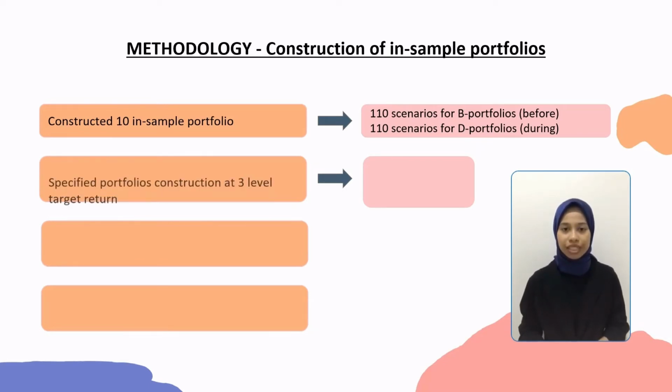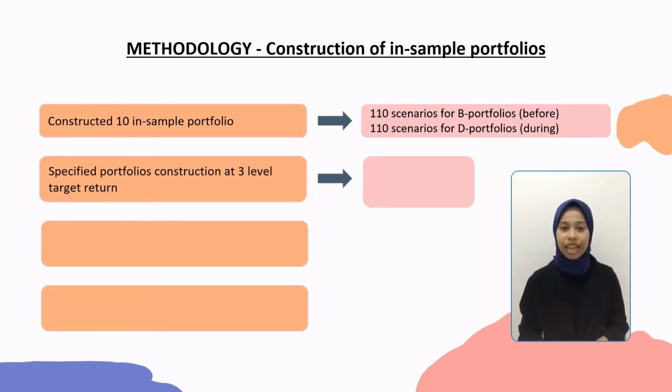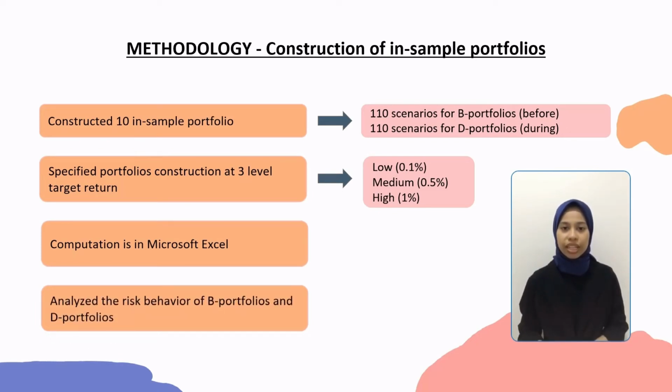We also specified the portfolio's construction at 3 levels of target return, which are low, medium, and high. The computation is set up in Microsoft Excel to optimize the portfolios. Then we analyze the risk behavior of B portfolios and D portfolios in terms of CVaR as the risk measure to determine which portfolio has higher risk.